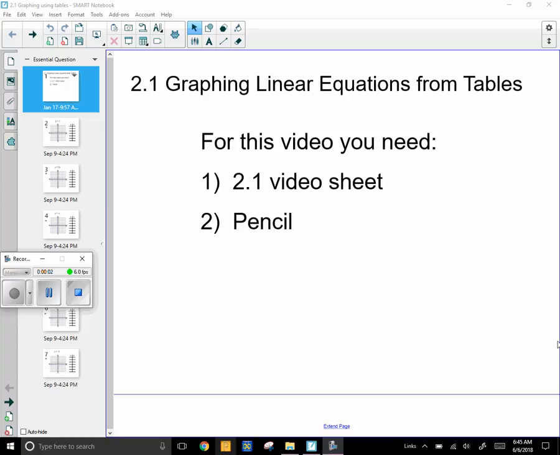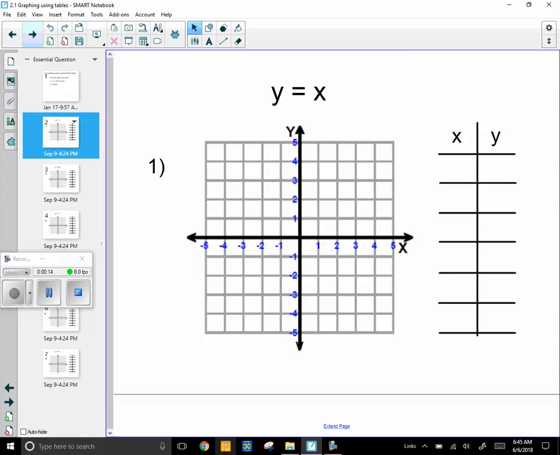All right, in this video, we're going to look at graphing linear equations using tables. The 2.1 video sheet would be handy, and a pencil. On your video sheet, you have 6 graphs with tables next to them.